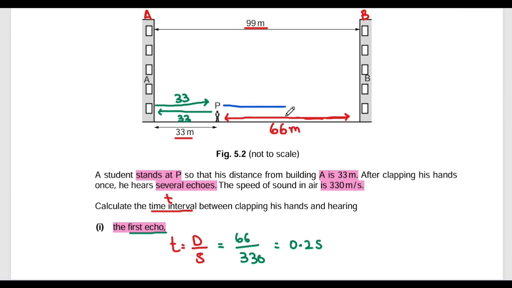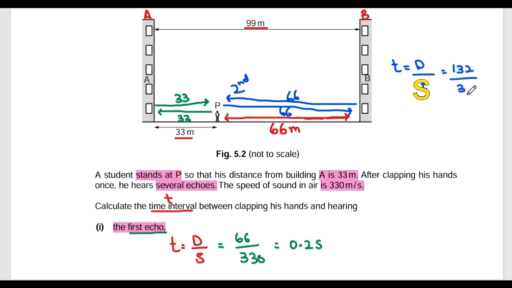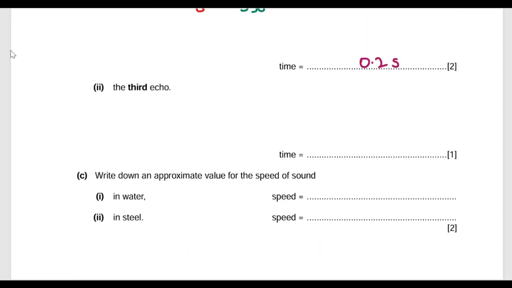He will hear his second echo when the sound waves will be reflected from building B. And after this, the person will hear his second echo. Time for the second echo would be again the same, the distance over speed of the sound. And the distance covered by the sound would be 66 when going to the building and 66 when returning to the person. So the total distance would be 132. Speed of the sound is 330 meter per second. So after 0.4 second, he'll hear his second echo.